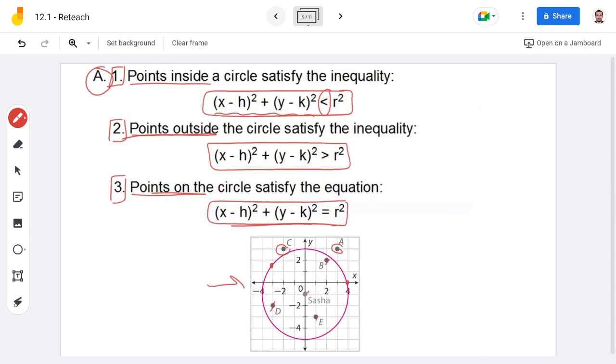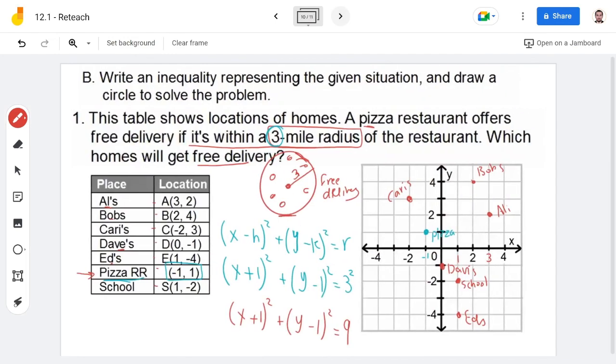Now let's write the inequality. To be inside the circle, the points must satisfy it in this way. So it will be (x plus 1) to the power of 2 plus (y minus 1) to the power of 2, not equal, sorry, it should be less than 9. Now let's graph the circle.